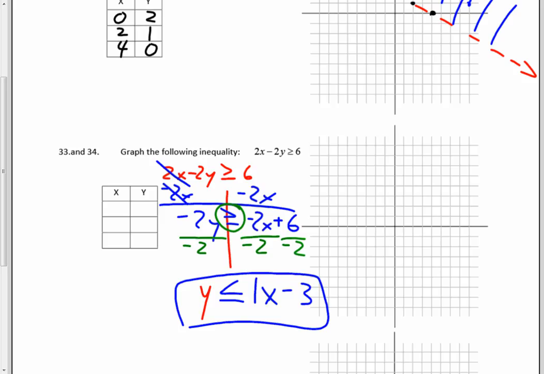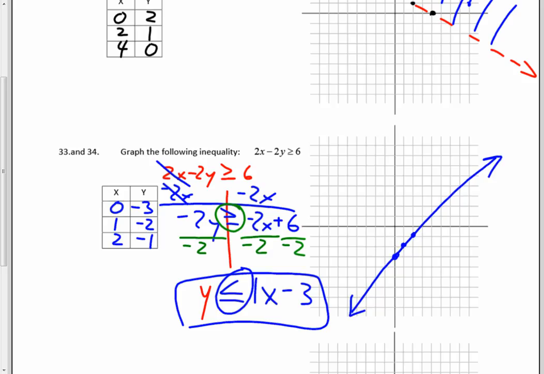So I'm going to get 0, negative 3. I'm going to get 1, negative 2. I'm going to get 2, negative 1. Now, take a look at that symbol. Is this going to be solid or dotted? Solid.